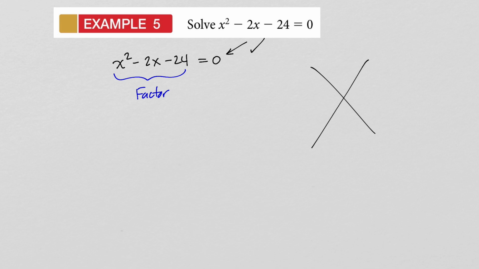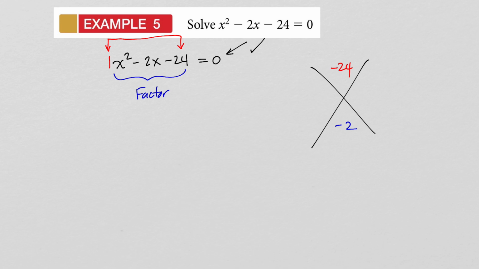Now you don't have to do a magic X. In this case, I think it's pretty easy to factor, but let's do a magic X anyway, just to review it. So we have a 1x squared here. So we're going to multiply 1 times negative 24 is negative 24. We have a negative 2x in the middle, so I'll put a negative 2 there.